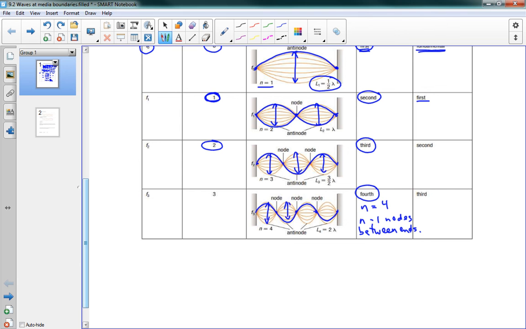Okay, so hopefully that makes sense. If it doesn't, please talk to me because this is an important idea and I really want you to all feel like you understand what's going on. So that's a string.